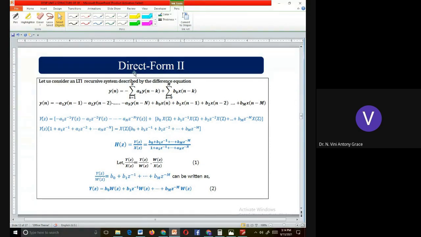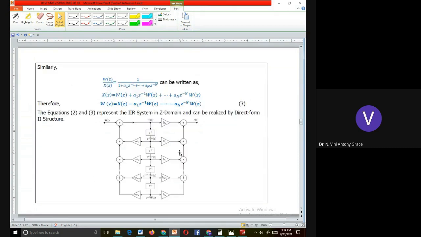Find the transfer function. If you are asked to draw the direct form 2 realization structure, you first find the transfer function. Split this into two different parts, y by w, w by x. Take y by w as only the numerator. Cross multiply it, you will get an equation. Take w by x as 1 by this denominator. Cross multiply. After cross multiplication, keep W of z alone on one side and bring all the other terms to the other side.